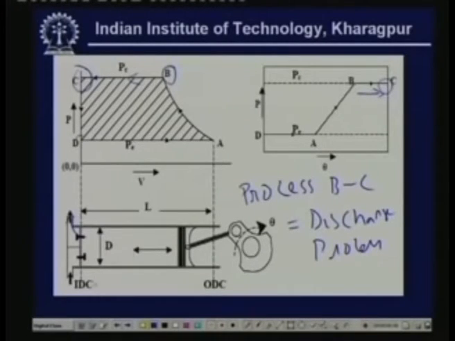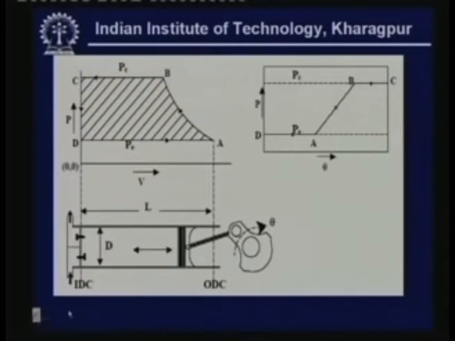So, during the reverse stroke, that means again the piston is at IDC, and when it starts moving in the opposite direction, again the pressure starts falling. So, the suction valve opens, a fresh charge of refrigerant enters into the cylinder, and the cycle continues. So, this is the working principle of a compressor without a clearance.